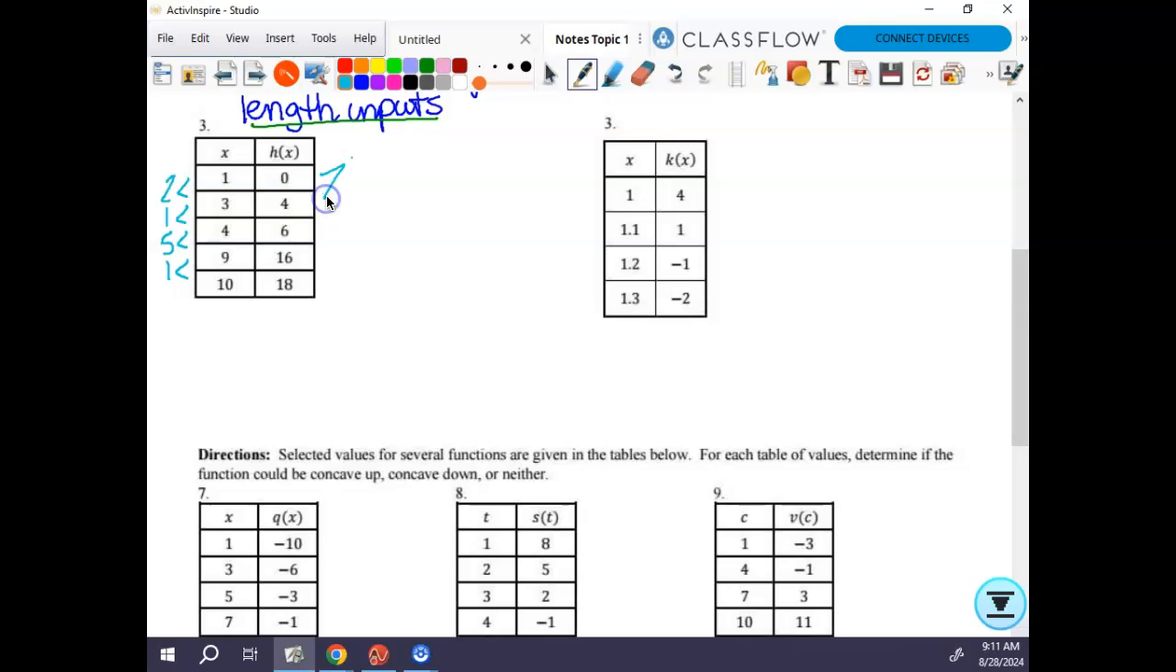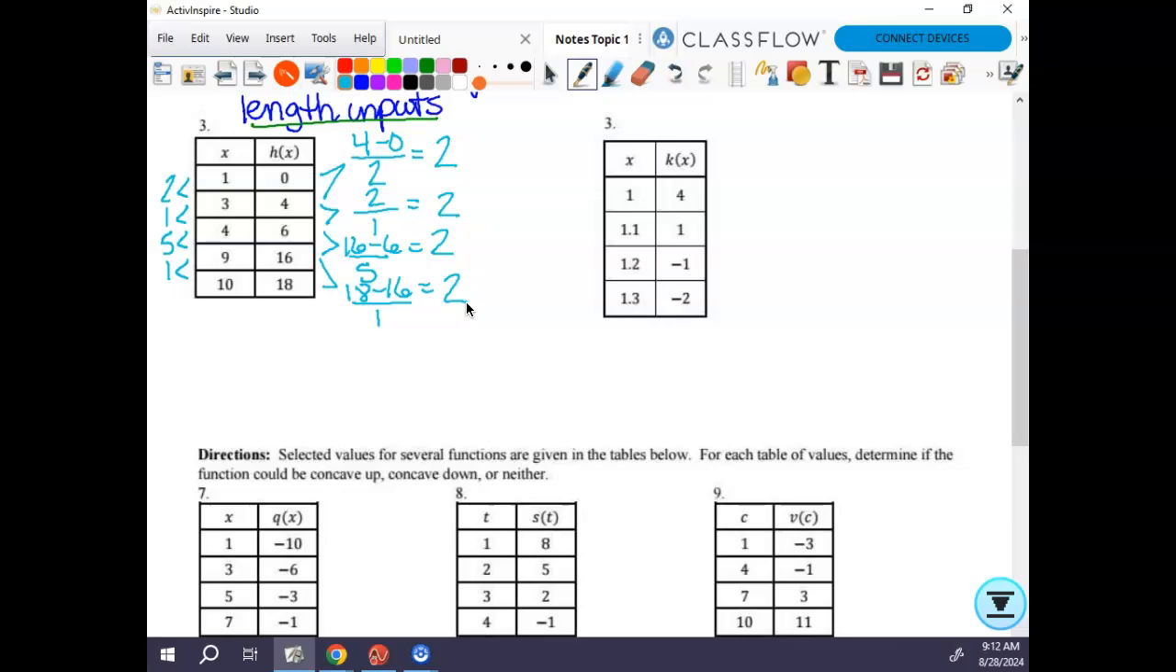So here, on my first one, I know I can put 2 in the denominator because I already figured that out. 4 minus 0, that gives me 2. For the next one, 1 goes in the denominator. 6 minus 4 is 2. Next one, 5 goes in the denominator. 16 minus 6 is 2. Next one, 1 goes in the denominator. 18 minus 16, 2. Even if you feel like you see a pattern already, you got to find them all because the last one could be 5 or something. You never know. So is this linear?